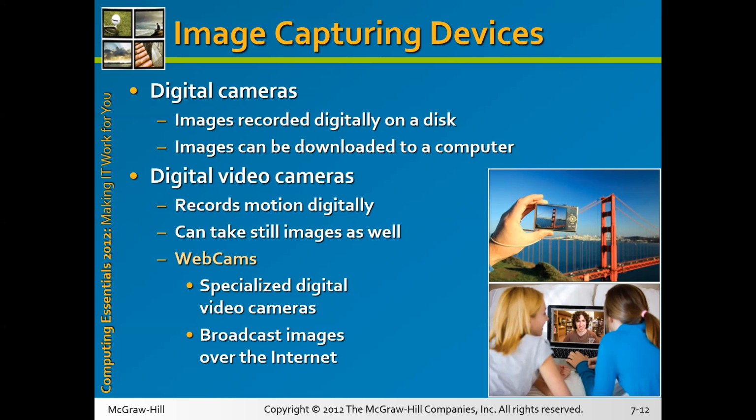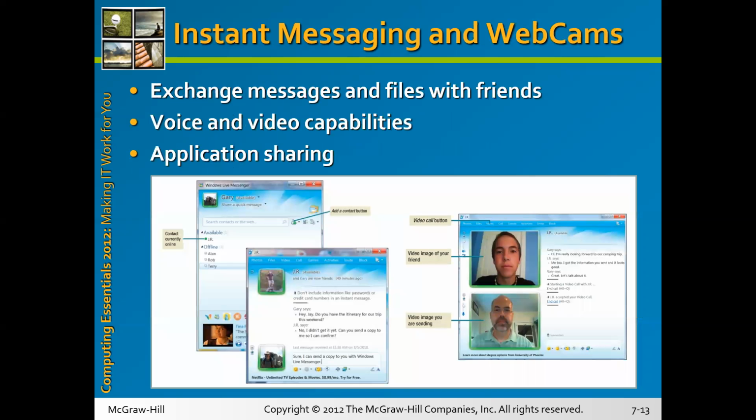Webcams, also referred to as web cameras, are specialized digital video cameras that capture images and send them to a computer to broadcast over the internet. Instant messaging and webcams allow a user to send messages and transfer files. It employs a contact list that shows if your friends are online and available to chat. Voice and video collaboration requires each user to have speakers, a microphone, and web cameras. Application sharing allows you to surf the web or edit a document over the internet while working with a friend.